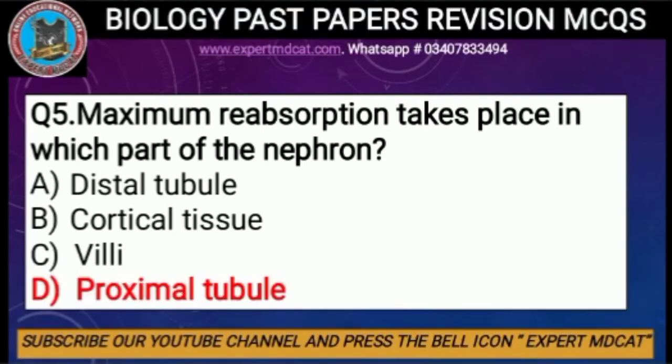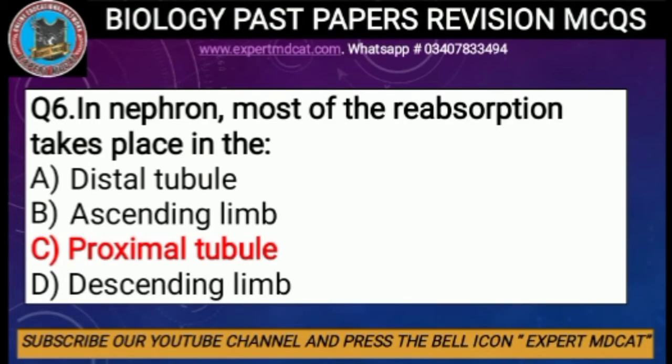Question number 6 is: in a nephron, most of the reabsorption takes place in the. Options are distal tubule, option B is ascending limb, option C is proximal tubule, and option D is descending limb. Here, the correct option is C, proximal tubule. It is the same as question number 5.